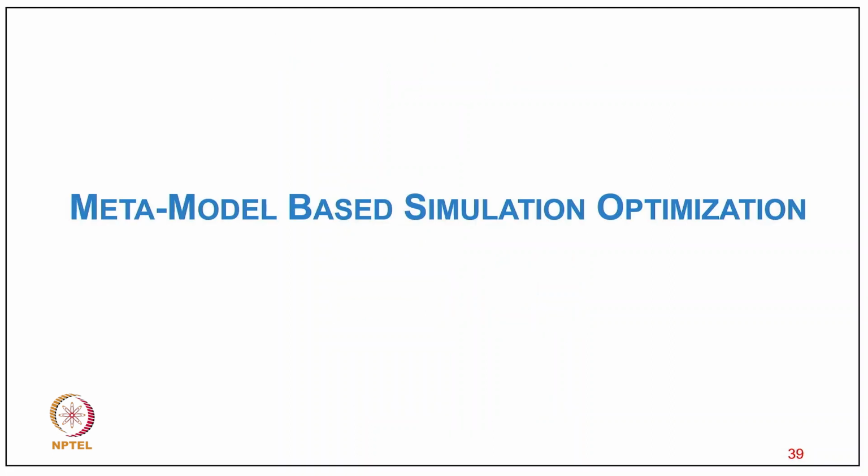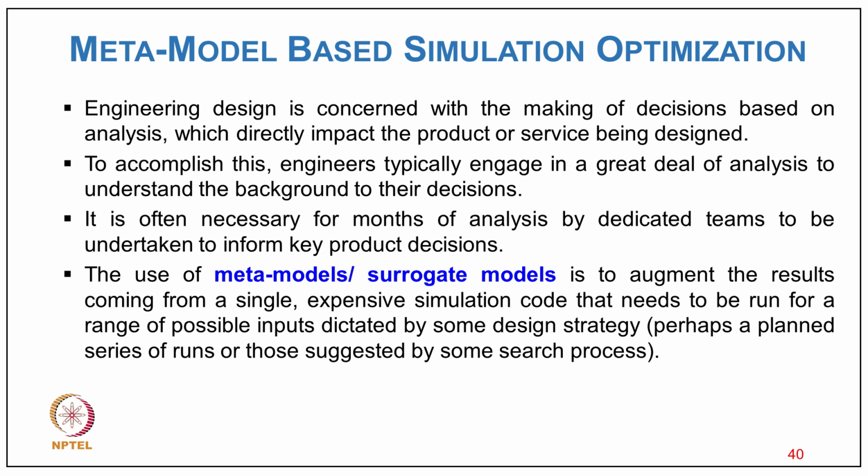Now coming to metamodel based simulation optimization. Engineering design is concerned with the making of decisions based on analysis which directly impacts the product or service being designed. To accomplish this, engineers typically engage in a great deal of analysis to understand the background to their decisions, and it is often necessary for months of analysis by dedicated teams to be undertaken to inform key product decisions. The use of metamodels, or surrogate models, is to augment the results coming from a single expensive simulation code that needs to be run for a range of possible inputs dictated by some design strategy, perhaps a planned series of runs or those suggested by some such process.